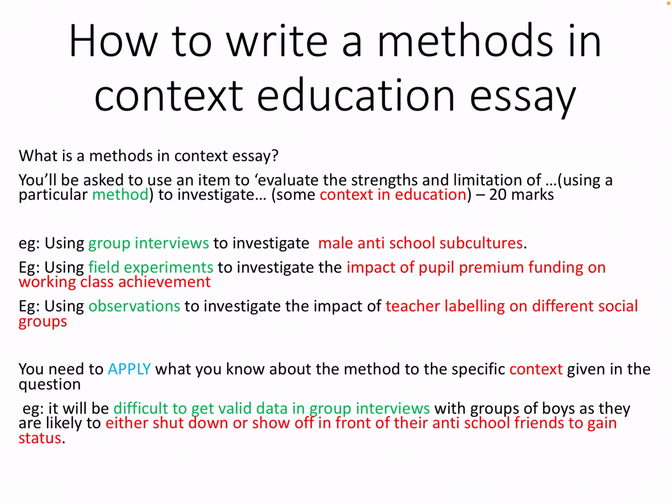So for example, it will be difficult to get valid data in group interviews with groups of boys, as they are likely to either shut down or show off in front of their anti-school friends to gain status. That is what's called a band 5 point. That would gain you marks in this essay, because I've clearly linked the fact that group interviews aren't that valid because anti-school boys are more likely to show off in front of their mates because of the peer group, okay? And you guys know this, all right? So it's about making these sorts of points throughout your essay.